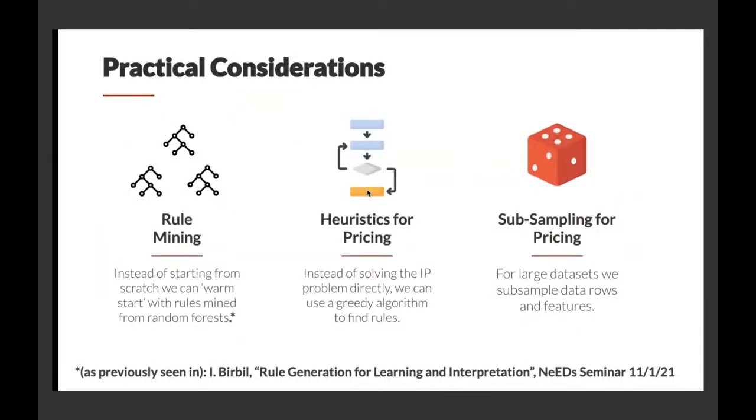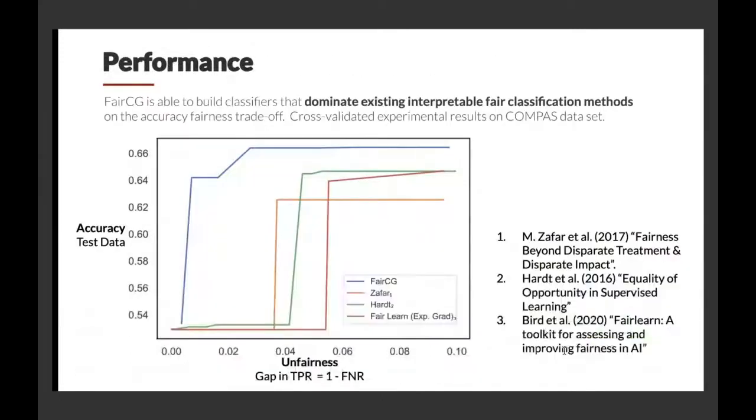Now, this is kind of a computational bottleneck. It's still an integer program, and for large problems, it can be really difficult to solve. So we have a few tricks and tips for just solving this more efficiently. We do rule mining, like what Ilker talked about in his talk, where we train random forest classifiers and extract rules from them. We also have a greedy heuristic that we can use to solve this pricing problem for larger instances. And then finally, for very large instances, so on the order of 10,000 data points and hundreds of columns, we also subsample both rows and columns in the pricing problem.